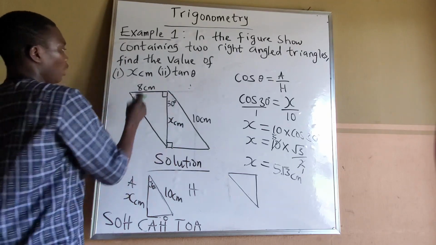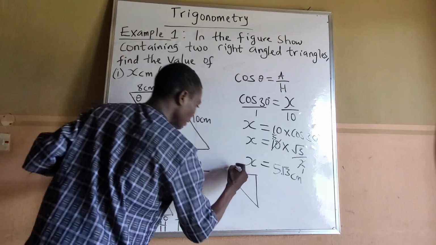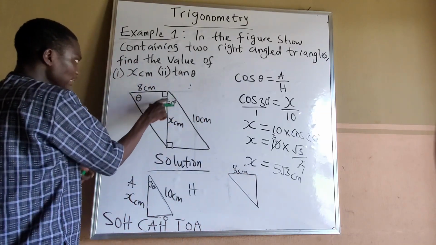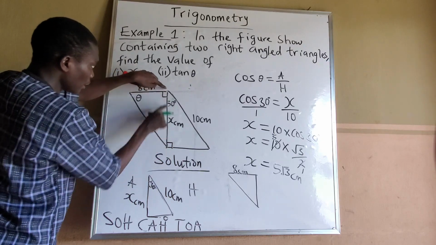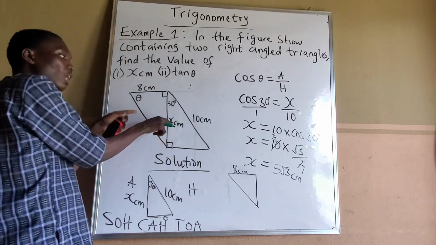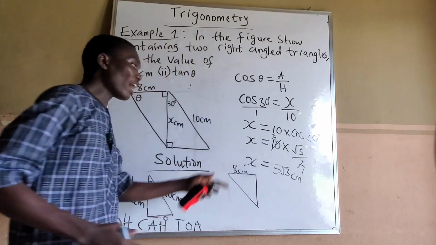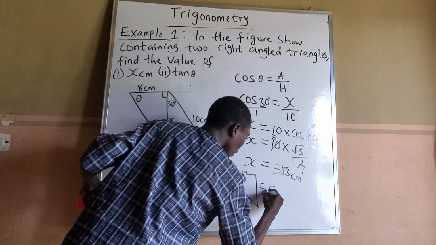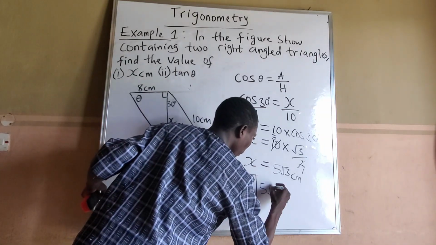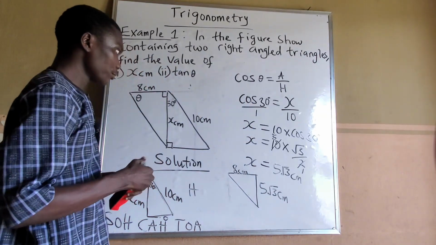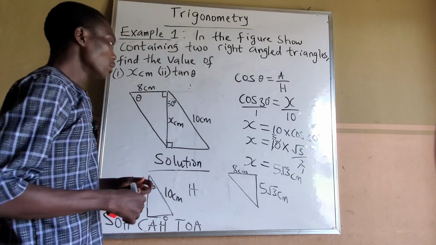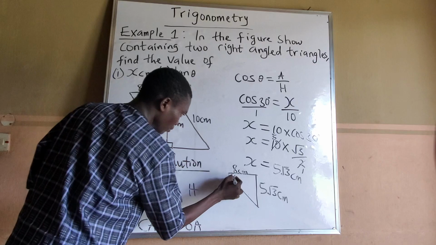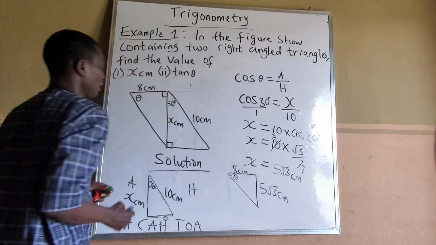Okay, now this side here is what? 8 centimeter. Okay, this side is the value of what? This side is x centimeter, and we have calculated x centimeter to be what? 5 root 3 centimeter. So I will replace this side with 5 root 3 centimeter. Then this theta, I will write it here because the theta is in this place. So that is our theta.